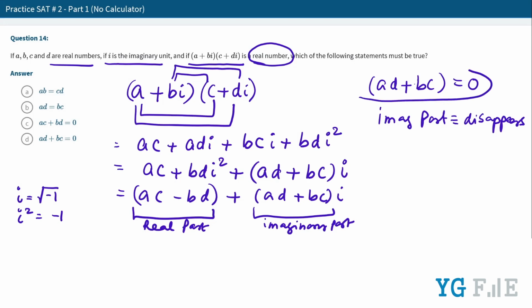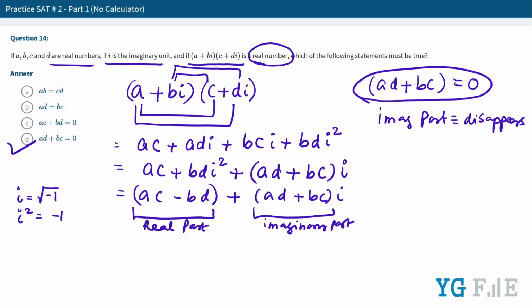We get AD plus BC equal to 0, and when we see the options here, we see option D is correct. The remaining are all incorrect. Either the coefficients are juggled up.